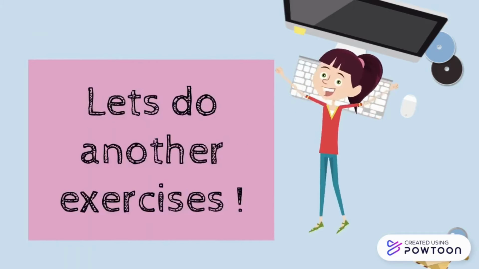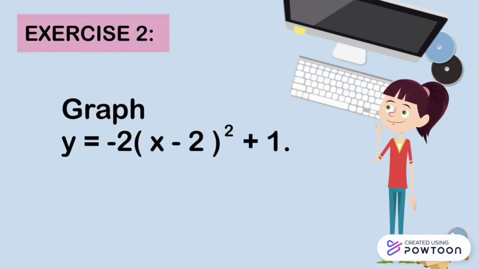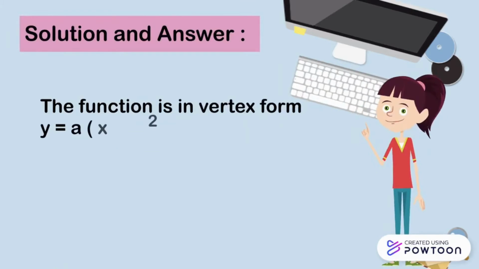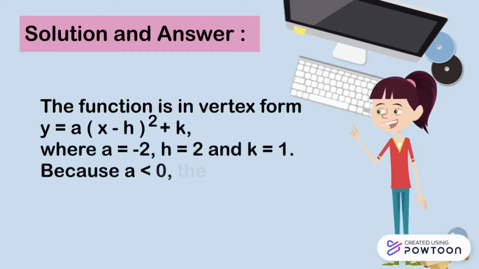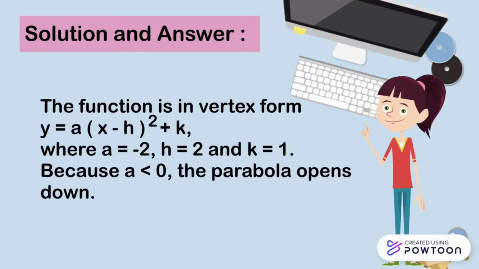Let's do another exercise. Graph y = −2(x − 2)² + 1. The function is in vertex form y = a(x − h)² + k, where a = −2, h = 2, and k = 1. Because a is less than 0, the parabola opens down.